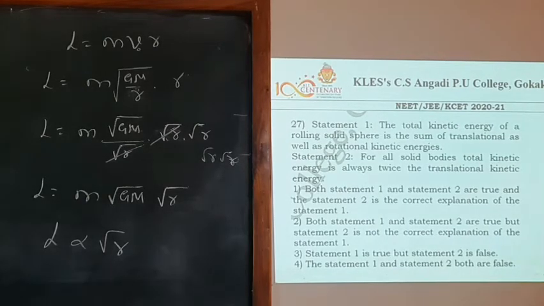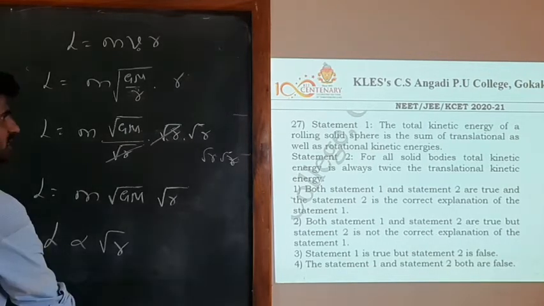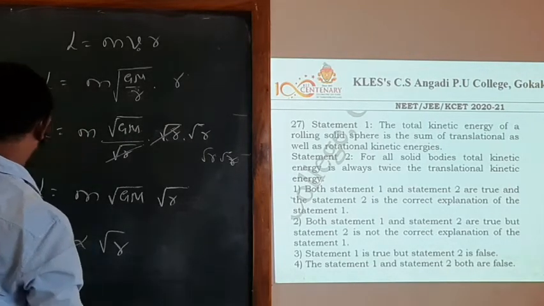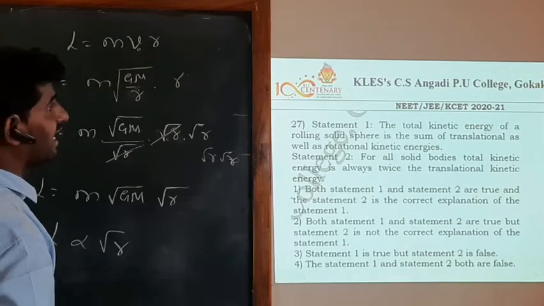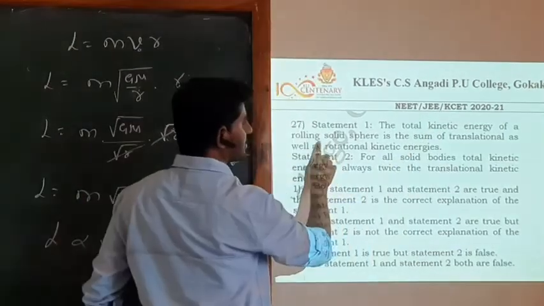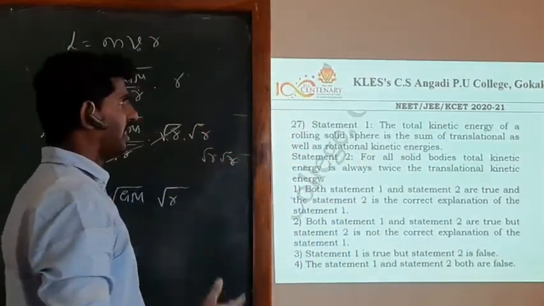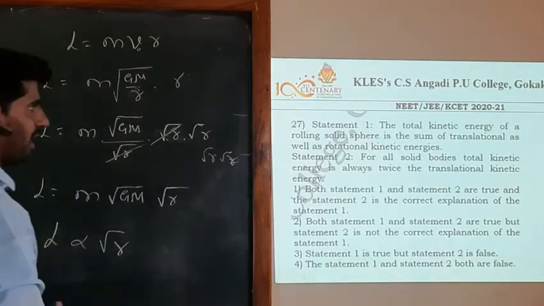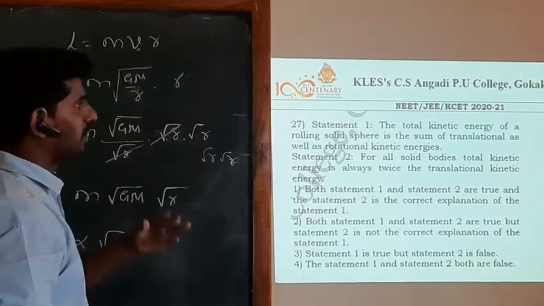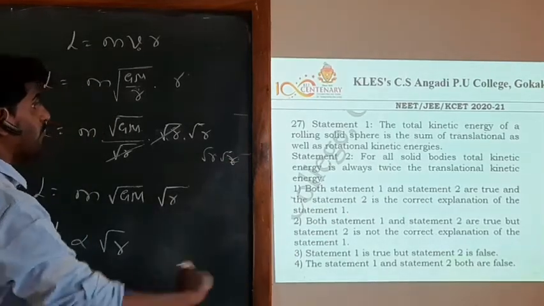Next question. The total kinetic energy of a rolling solid sphere is the sum of translational as well as rotational kinetic energies. Yes, it is true. Total kinetic energy is the sum of translational as well as rotational kinetic energy. Already I told you, for a rolling body there will be two kinetic energies. One is due to its rotation and another is due to its linear motion.